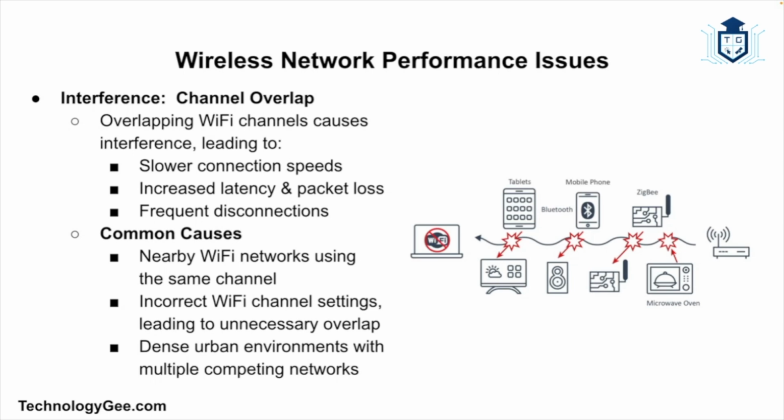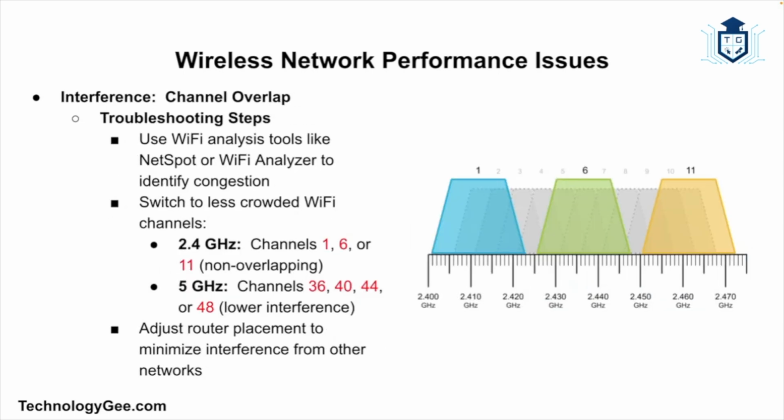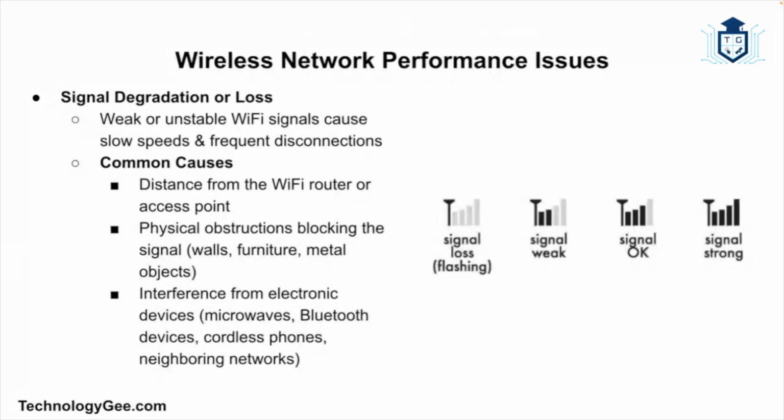And to fix this, you can use Wi-Fi analysis tools like NetSpot or Wi-Fi Analyzer to scan for congestion, or you can switch to a less crowded Wi-Fi channel like channel 1, 6, or 11 for the 2.4 gigahertz frequency, or channels 36, 40, 44, or 48 for the 5 gigahertz frequency. Next, we have signal degradation or signal loss.